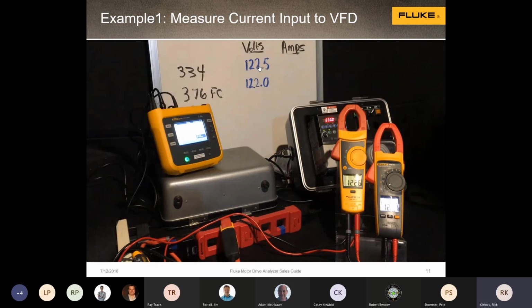Now, when the video starts, I will have already made the two voltage measurements. So I'll have to disconnect, make the amp measurements. Let me run the video and then we'll talk about it.